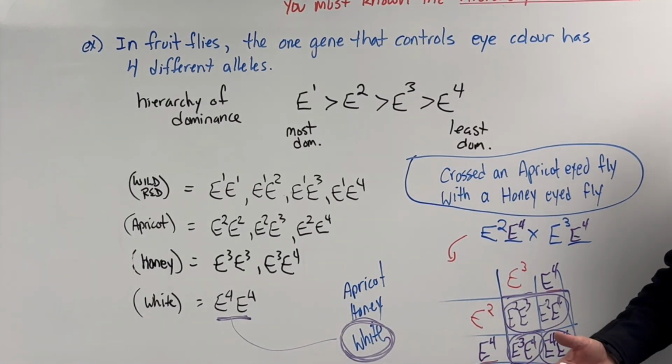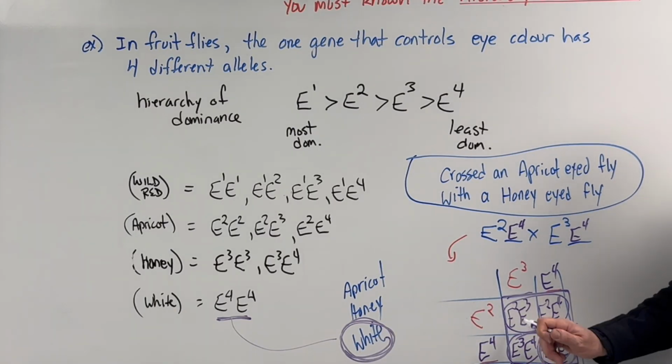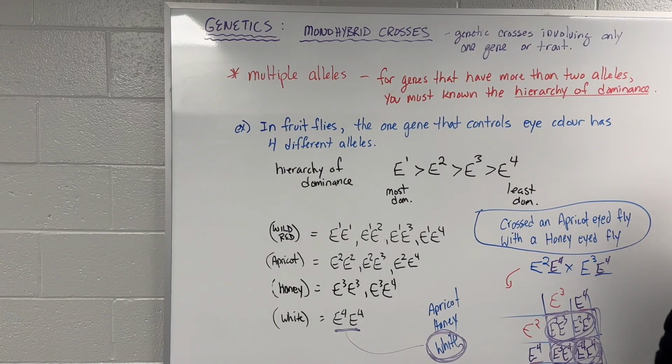What about the second baby? Same probability. What about the third, the fourth, the fifth, the 19th, 100th baby? What are the chances of it having white eyes? 1 out of 4. What's the chances of the 2 millionth baby having white eyes? 1 out of 4. What's the chance of the 18th baby having apricot eyes? 2 out of 4. Okay, just a probability generator.